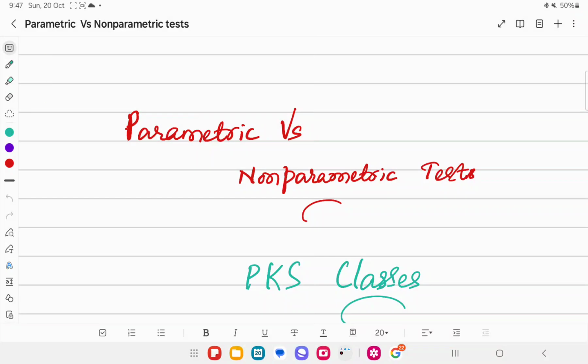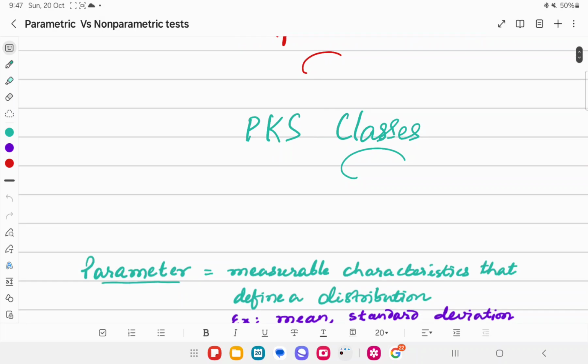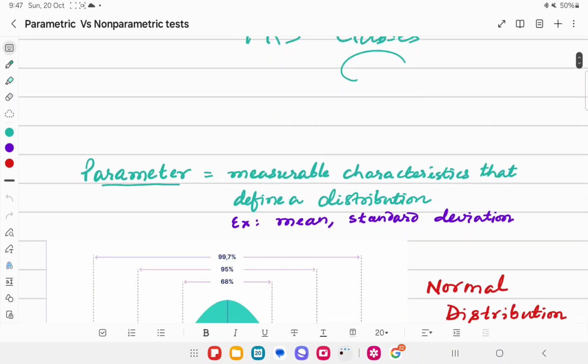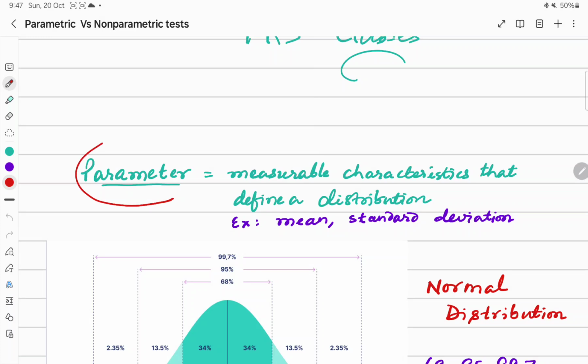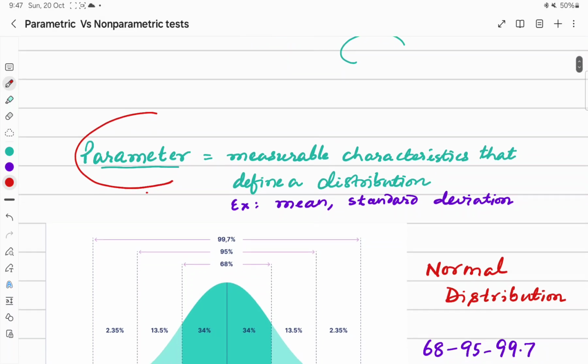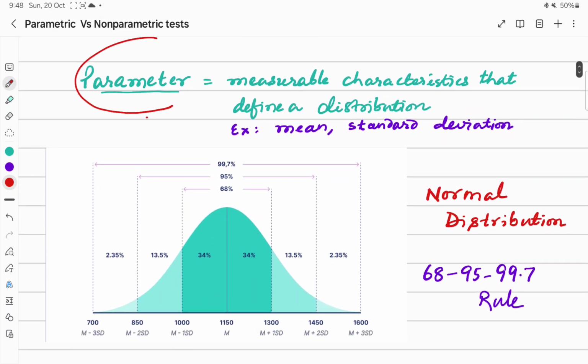Today we are going to study about the difference between parametric and non-parametric tests. Parametric is derived from the word parameter, and parameter means a measurable characteristic that defines a distribution, and mostly we follow the normal distribution. Normal distribution is a bell-shaped curve.